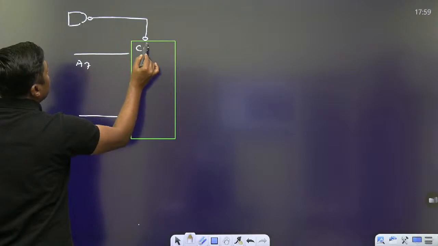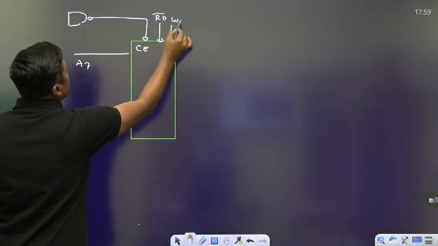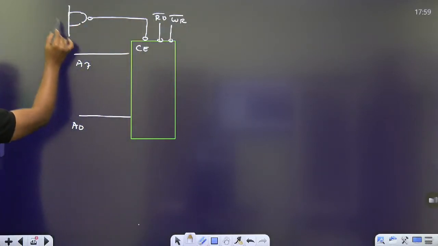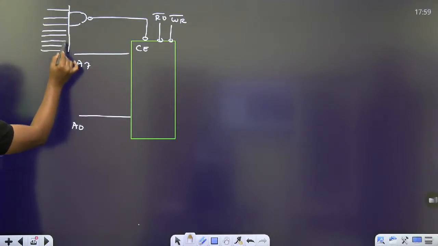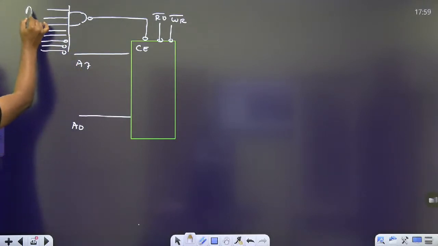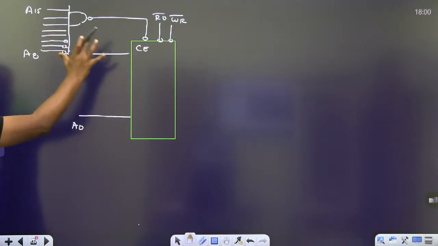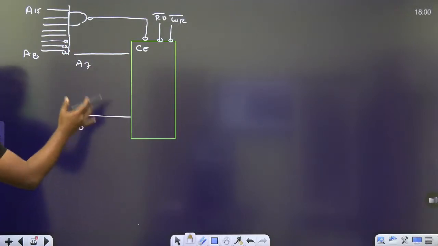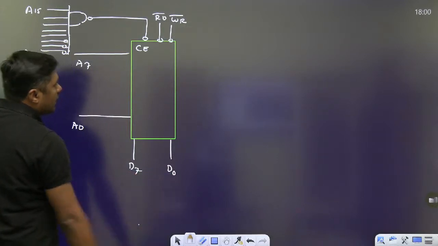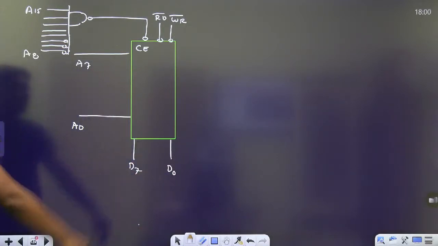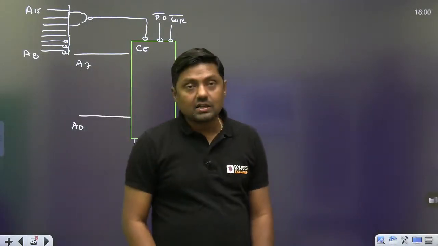This is the chip enable, active low, read, write. This is from A15 and this is A8. They will ask what is the address range of this particular memory. How many data lines? Total 8 data lines. In hexa, you have to give the answer.